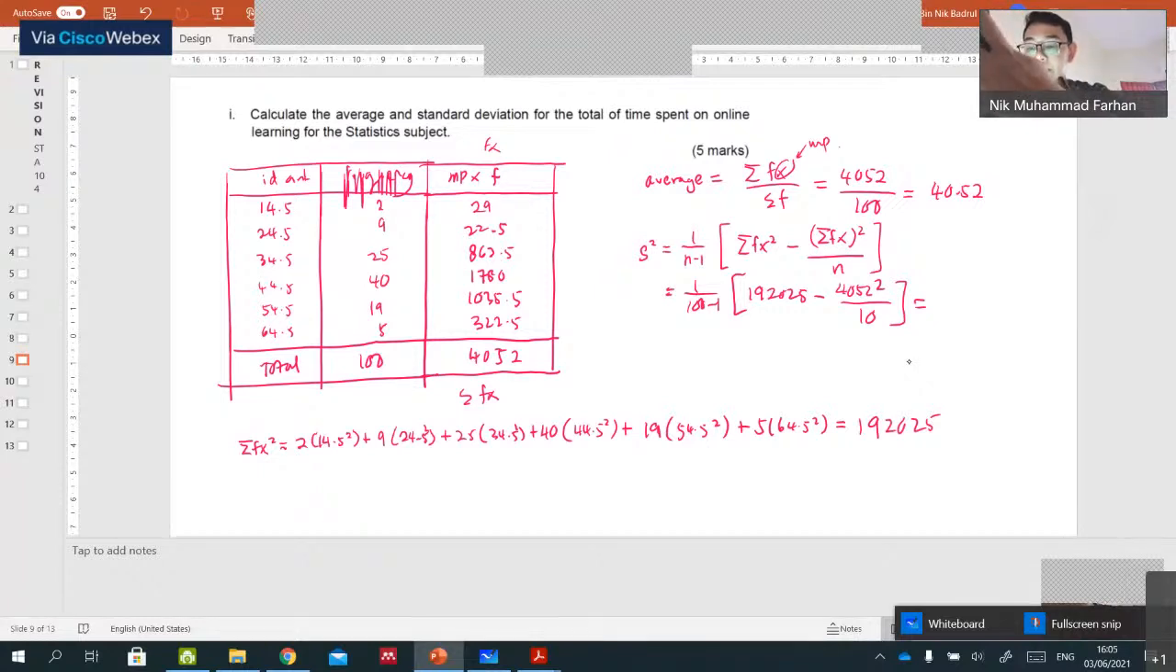19 darab 54.5. 1035.5 betul dah ni. Saya kena check balik 2 darab 14.5. 29. 9 darab 24.5. 220. Oh, 220 point. Macam ni. 9 darab 24, 220.5 situ. Memang ngarut kan. Gelap. Kau lampu baru nampak. Allah Akbar.